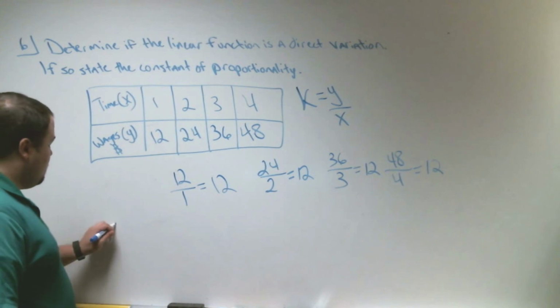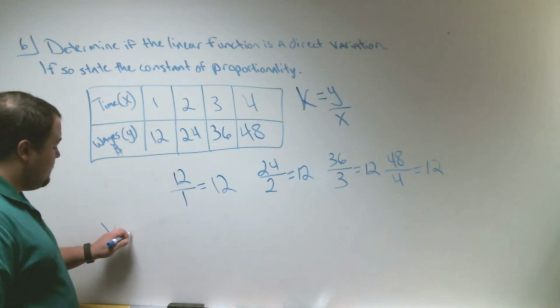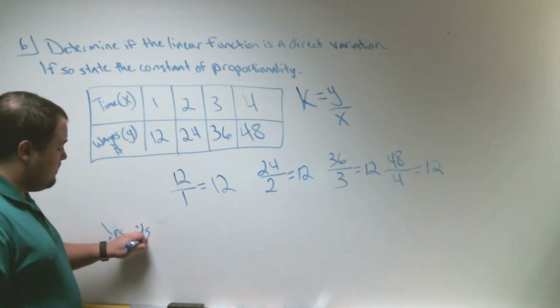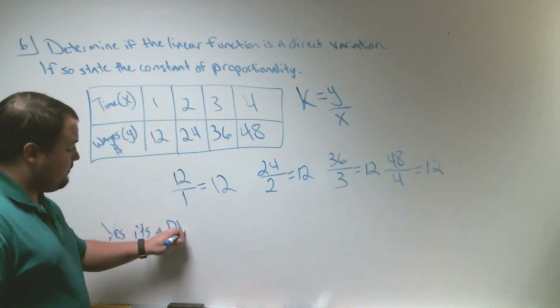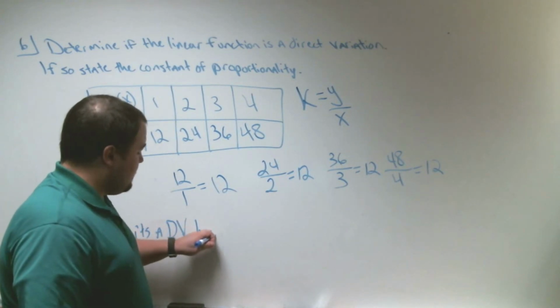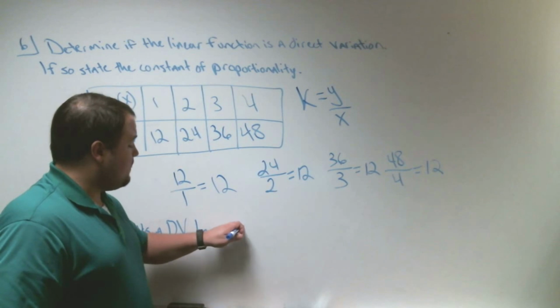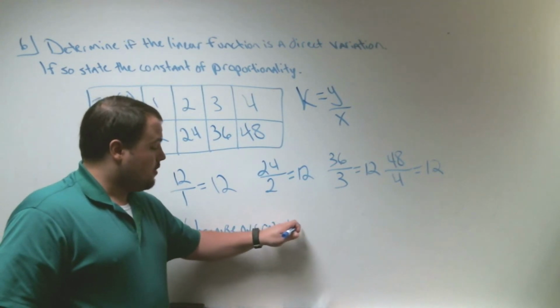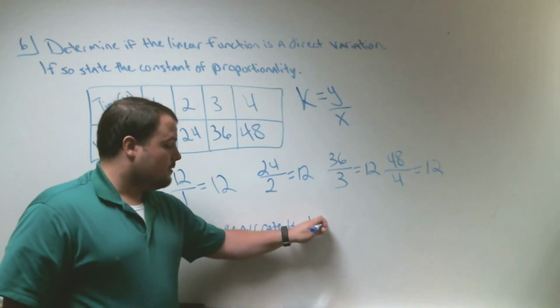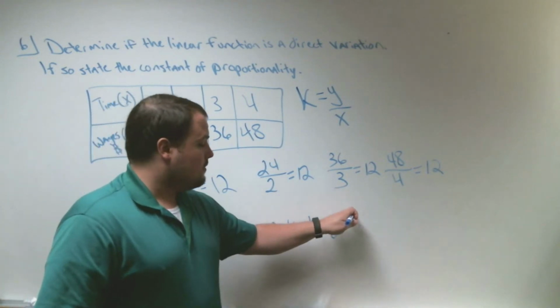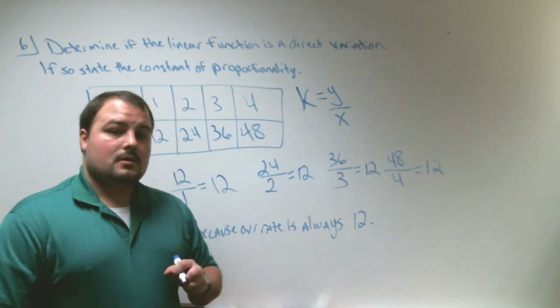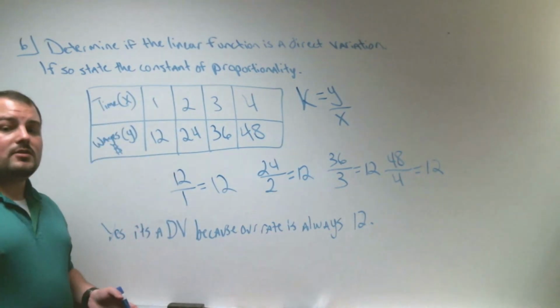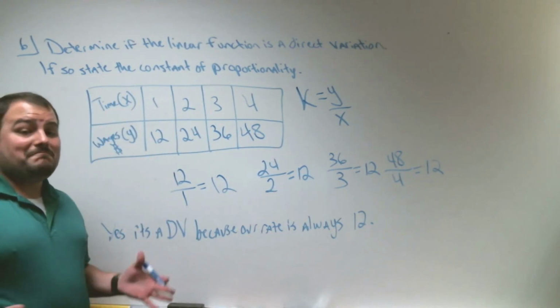So we would say, yes, it is a dV for direct variation because our rate is always 12. So we can say that yes, this is a direct variation because our rate is always 12, and that's it.